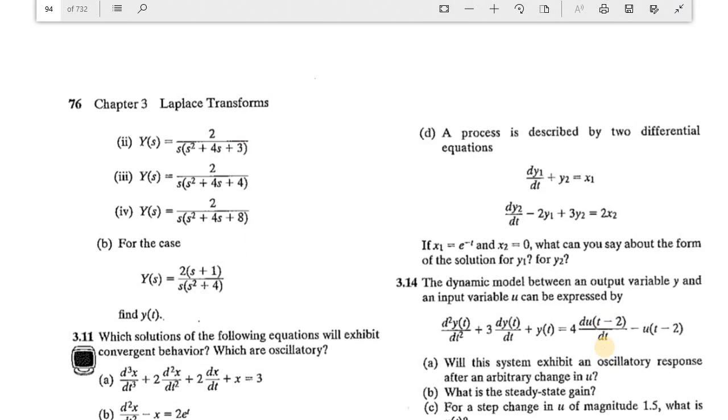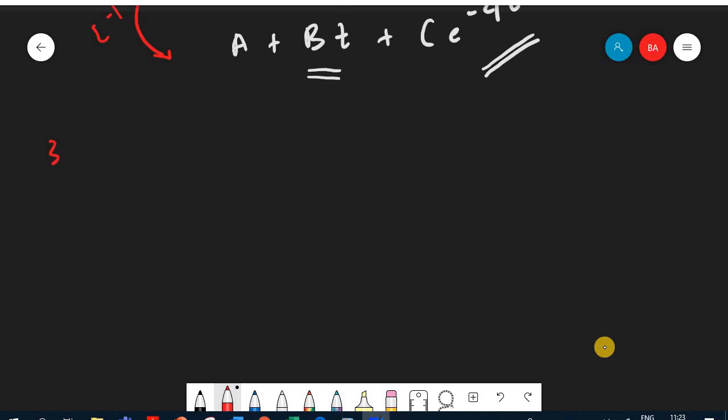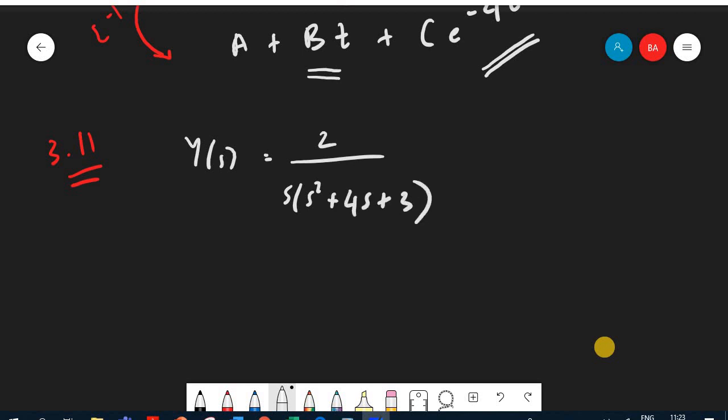The second part says 2 over s into s squared. I'm going to write that here directly. That is 3.11, and that is Y of s equal to 2 over s into s squared plus 4s plus 3. That is the question we have here.